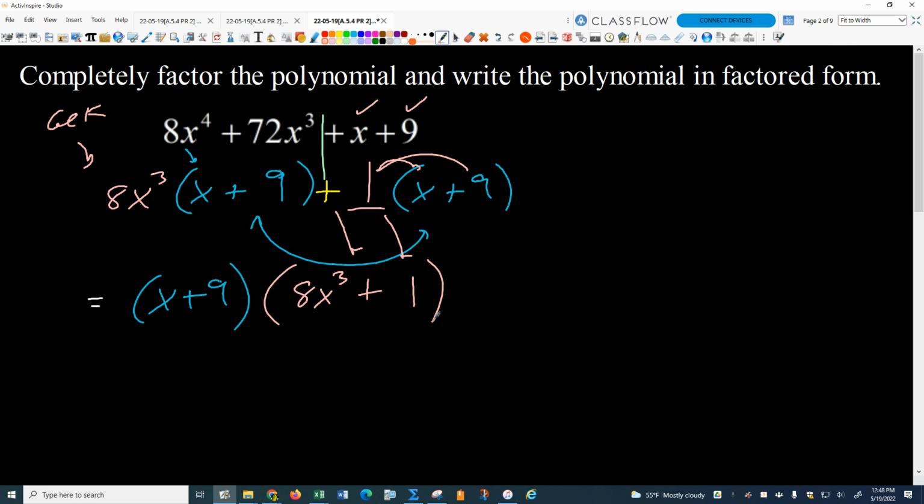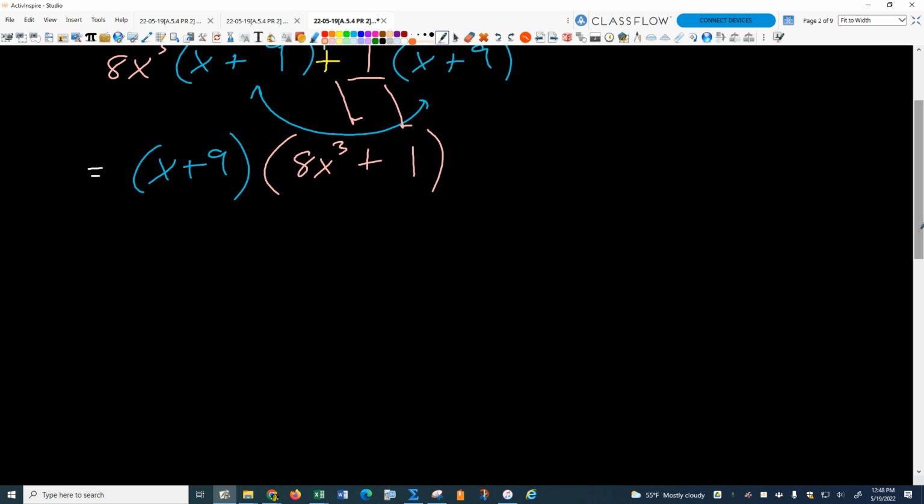Okay, so we're done grouping, but now could we go any further? We could go further. Which one? The blue one's obviously done because it's just an x, right? What pattern is that red binomial going to fit? Say it again. Sum of cubes. Yeah, so that's the a cubed plus b cubed pattern, right? Okay, let's remind ourselves about that pattern.